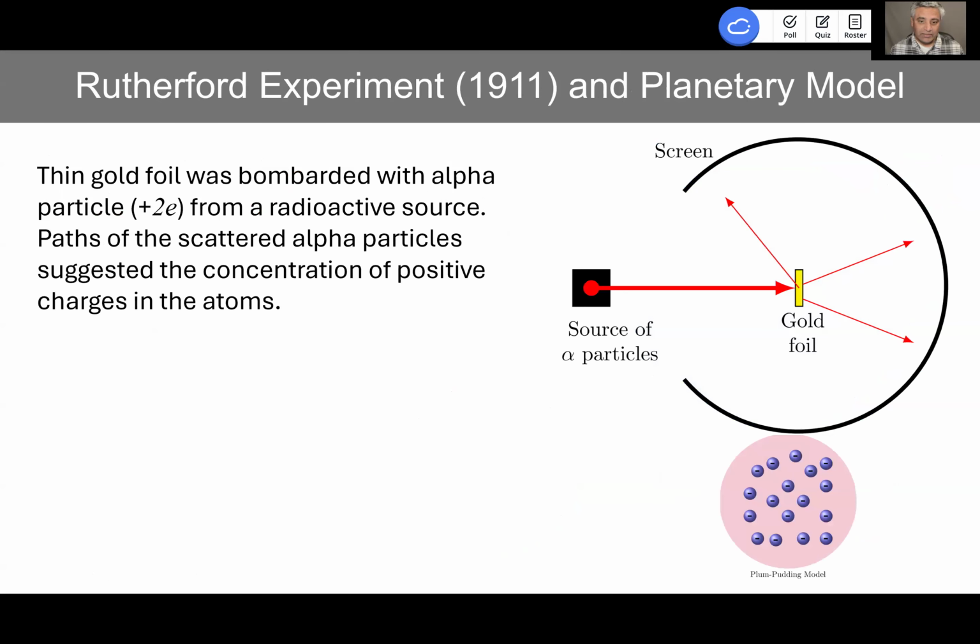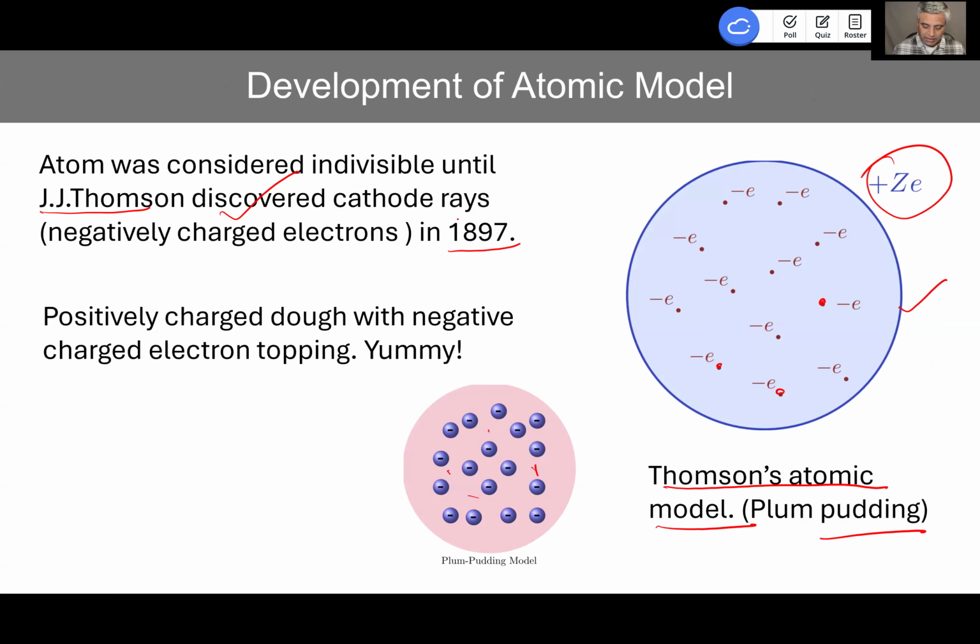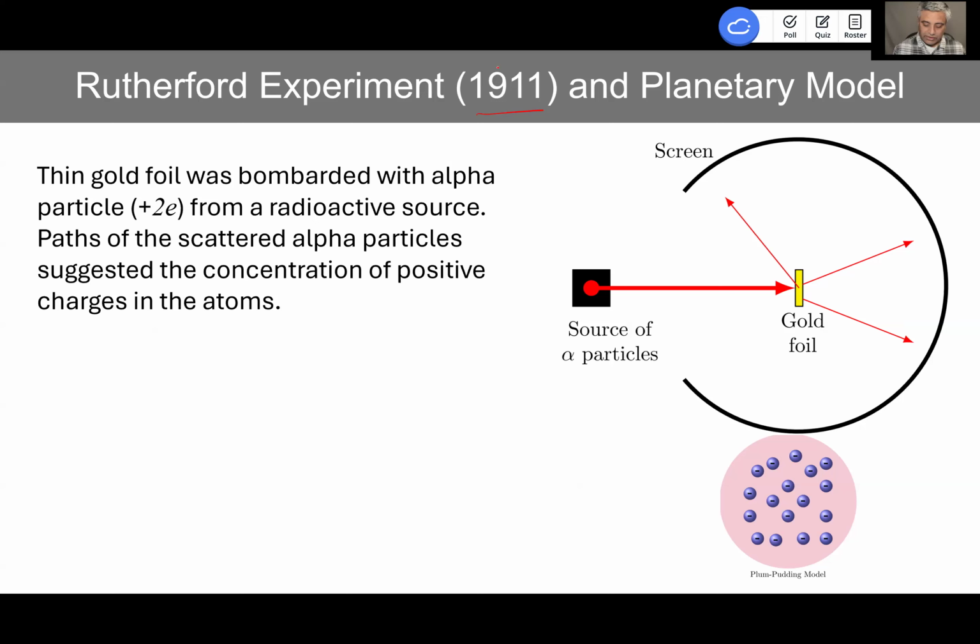Then comes another experiment. See the timeline here. It was 1897, and it is 1911, so 14 years. After 14 years, Rutherford was doing what's called the gold foil experiment. Gold, because you can make a very thin strand out of gold. At that time, the plum pudding model was something like this.